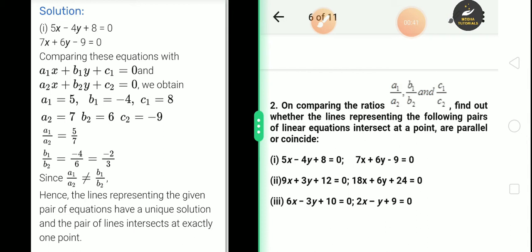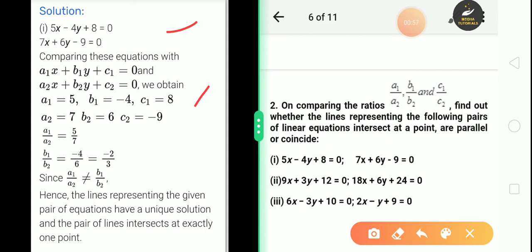First question, equations are 5x minus 4y plus 8 is equal to 0 and 7x plus 6y minus 9 is equal to 0. So please see the solution on the left side. So comparing this equation with the standard form, we can write a1 is equal to 5, b1 is equal to minus 4 and c1 is equal to 8. And for the second equation we can write a2 is equal to 7, b2 is equal to 6 and c2 is equal to minus 9.